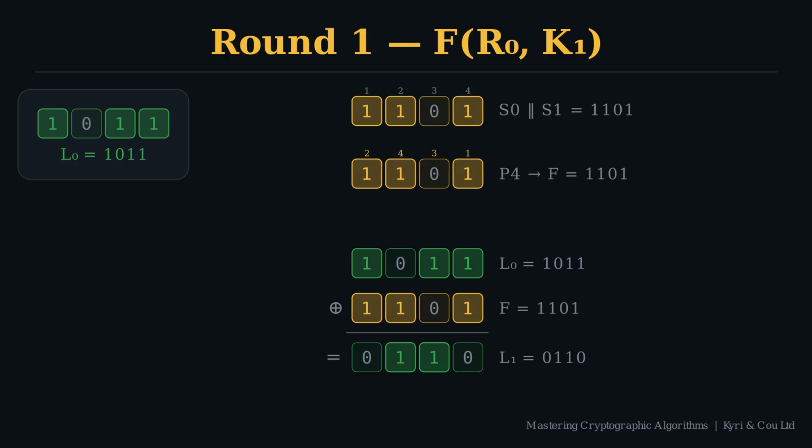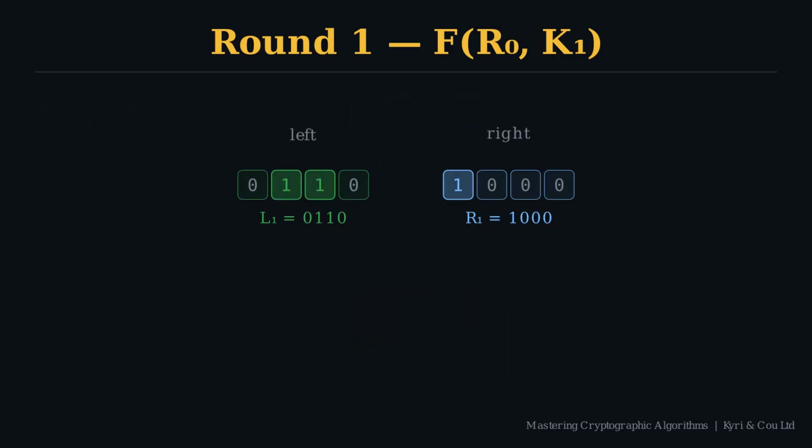L0 comes off the bench. We XOR it with F's output. 1011 XOR 1101 gives 0110. That becomes our new left half, L1. Meanwhile, R0 rides through untouched and becomes R1. The structure is lopsided on purpose. That asymmetry is what lets decryption undo everything, as we'll see.